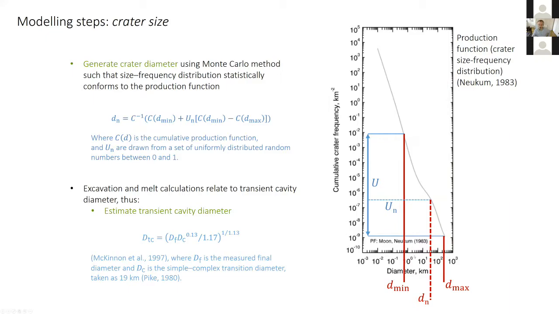Of course, what we see on the moon are the final states of formation of impact craters. So after, especially for the large ones, you have a transient cavity which collapses to a final state. When we're thinking about ejection of material, it's actually the transient cavity diameter which is important for calculating volumes, etc. But we can use this equation from McKinnon et al. 97 to transform the observed crater diameter back to a transient cavity diameter in order to go on with the melt calculations and ejection calculations.